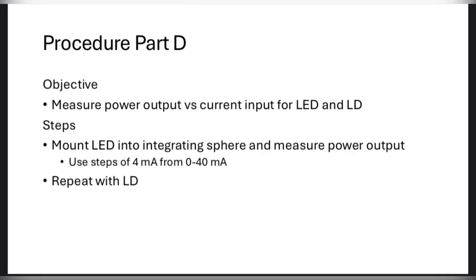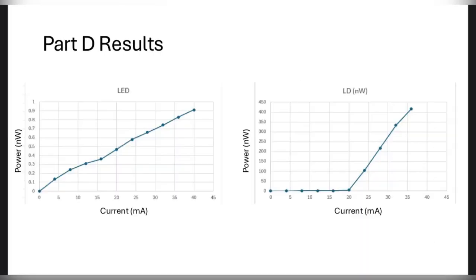In part D, we measured the optical power of the LED and laser diode using an integrating sphere. The LED was connected through a power supply and multimeter, and its current was increased from 0 to 40 milliamps in 4 milliamp steps while recording power. The same procedure was repeated for the laser diode, with special attention to blocking stray light. We see extreme differences between the laser diode and the LED when it comes to power. Both of them linearly increase when we turn up the current. However, the laser diode takes more time for a greater amount of power, while the LED takes less time for less power.